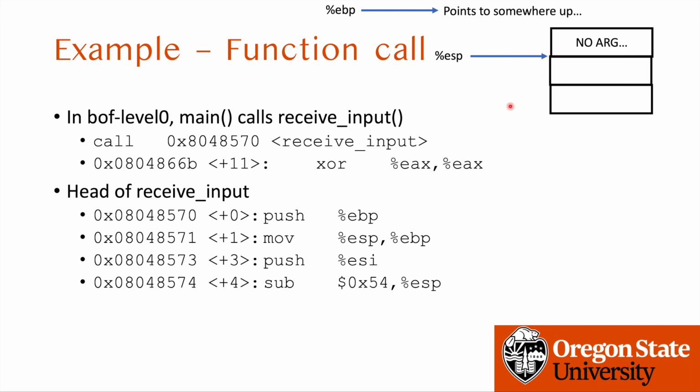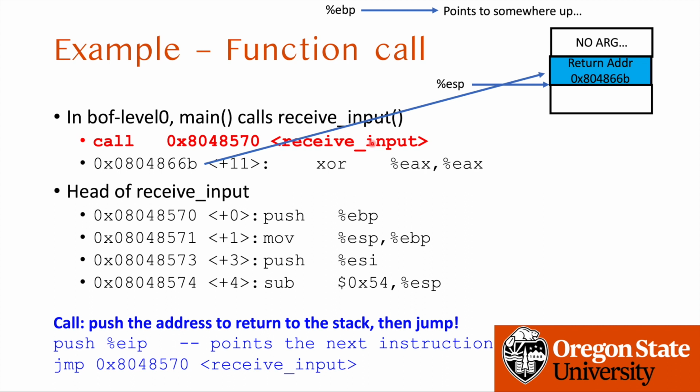And then when execution hits call 0x80485670, which is a call to receive input, the stack will change as shown in the figure. What it will do is first store the next instruction address to the stack and move ESP one block down.